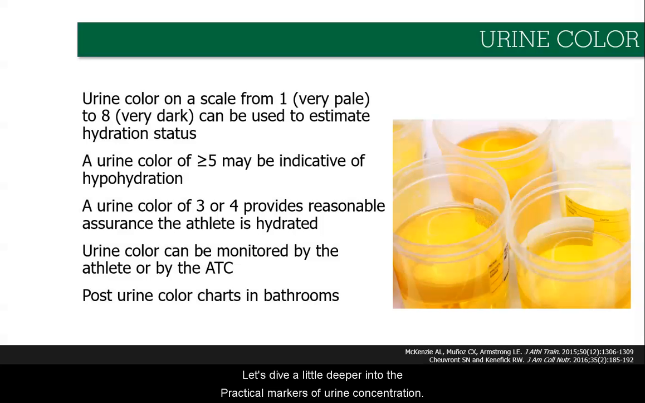Let's dive a little deeper into the practical markers of urine concentration. Urine color is often assessed using a scale from 1, very pale, to 8, very dark. A urine color of 5 or higher may be indicative of hypohydration, while a urine color in the range of 3 or 4 suggests the athlete is probably hydrated. Urine color charts can be posted in bathrooms to provide reminders to athletes to check the color of their urine as a practical tool to estimate hydration status.